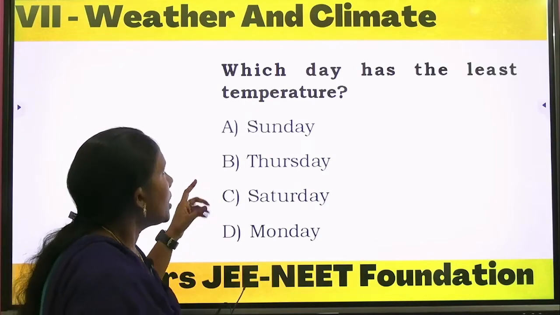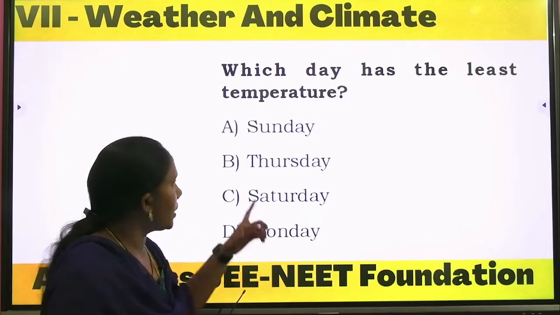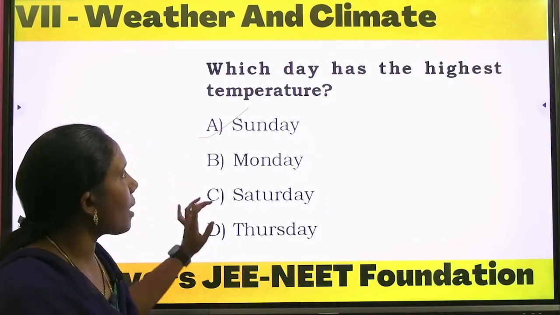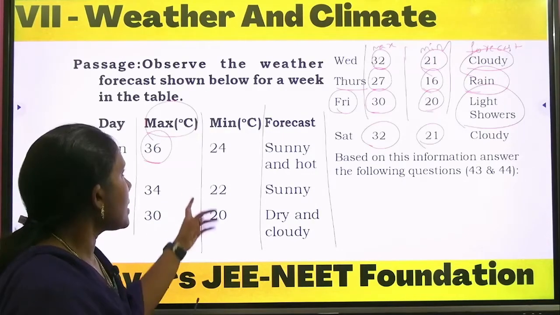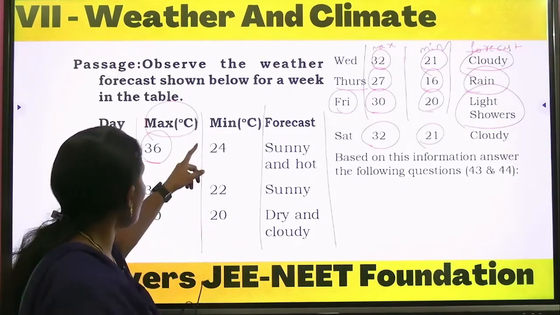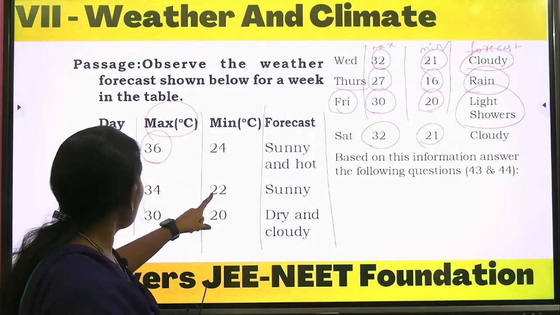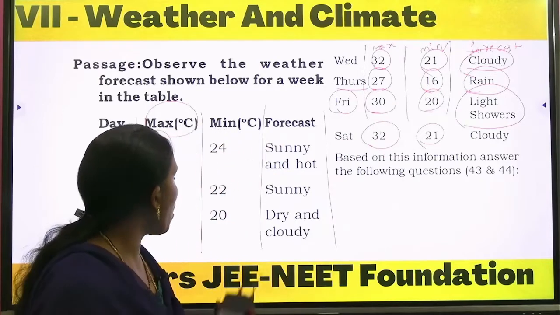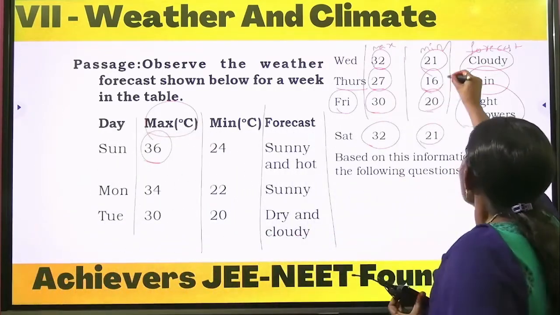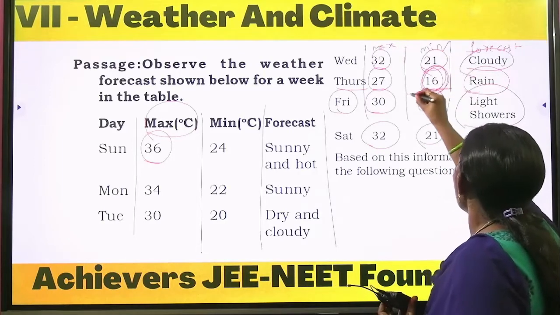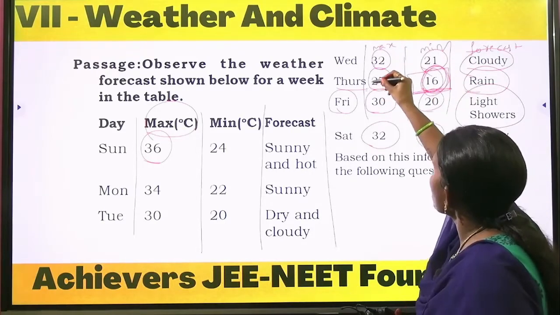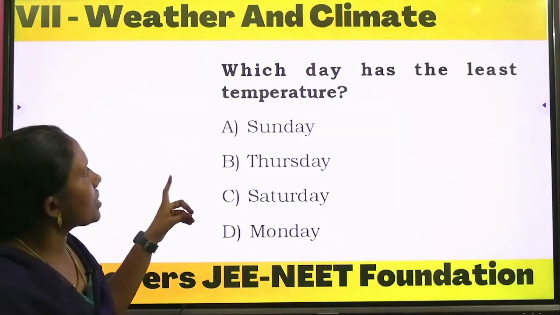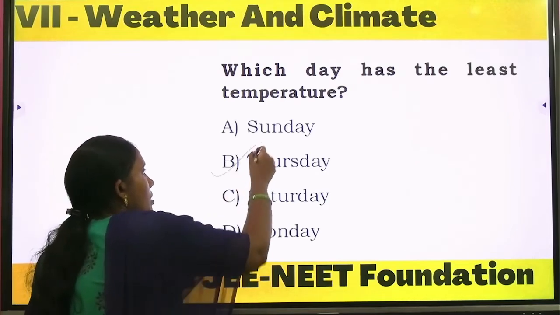Which day has the least temperature? The given options are Sunday, Thursday, Saturday, Monday. Let's check the tabular form. He is asking the minimum temperature, right? So the minimum temperature: Sunday 24, Monday 22, 20, 21, 16, 20, 21. Out of these 7 days, 16 is the lowest temperature. On which day it was recorded? Thursday. So our answer, which day has the least temperature, is Thursday.